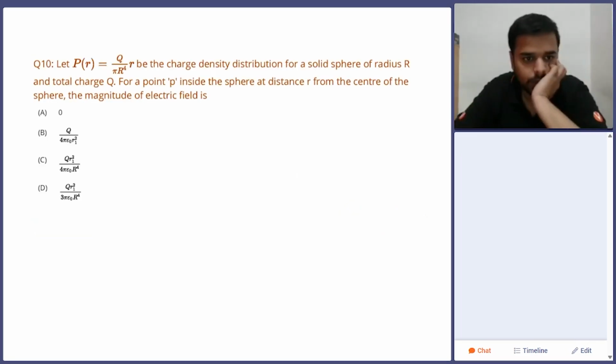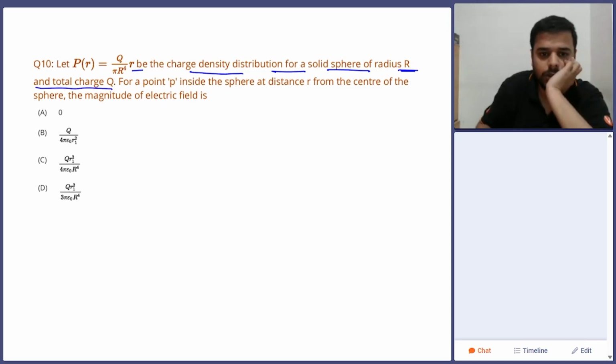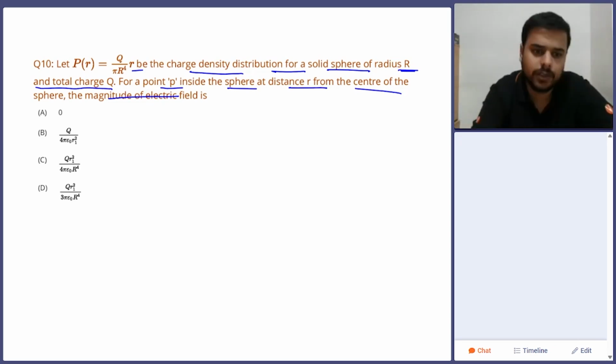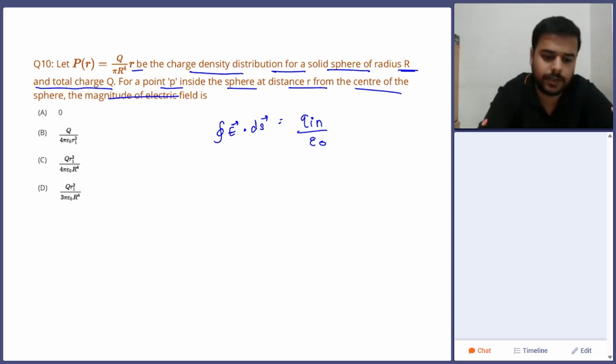Cool. Let rho(r) equal Q by pi R to the power 4 into r be the charge density distribution for a solid sphere of radius capital R and total charge capital Q. For a point P inside the sphere at a distance small r from the center of the sphere, the magnitude of electric field. So basically, this is a formula-based question. We know that E dot dS is charge enclosed by epsilon naught, right?